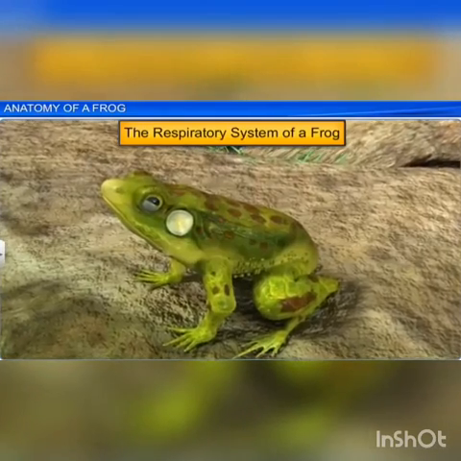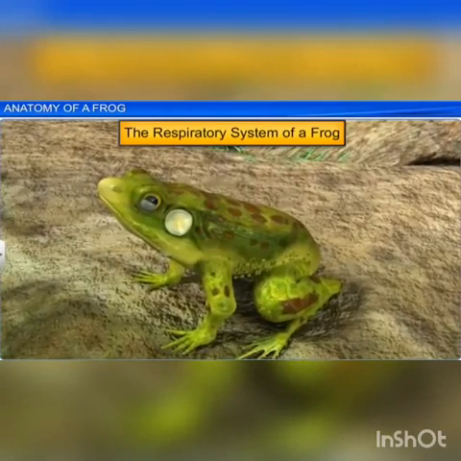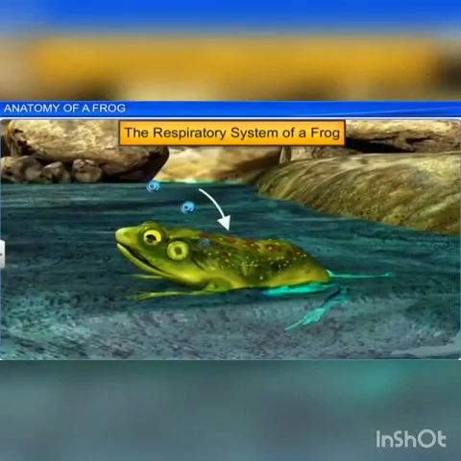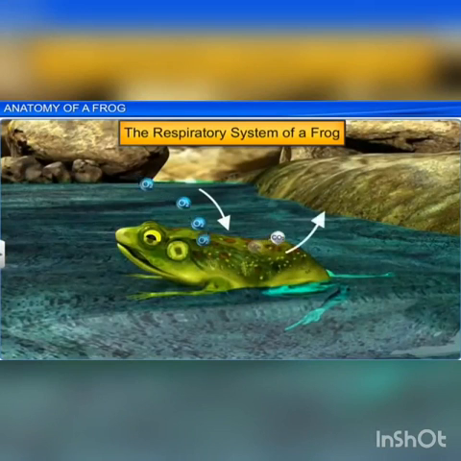Next we move on to the respiratory system. Frog respires on land and in the water by two different methods. In water, skin acts as an aquatic respiratory organ. That means cutaneous respiration takes place in water. Dissolved oxygen in water gets exchanged through the skin by diffusion.